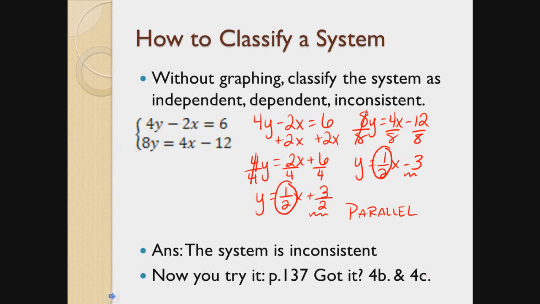Now you try. Turn to page 137 and do got it 4B and 4C. Once again, remember to pause the video and look your answers up in the back. If you have any questions, please write them down and save them for the next day in class.